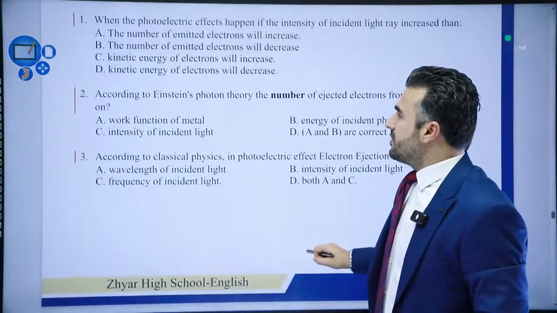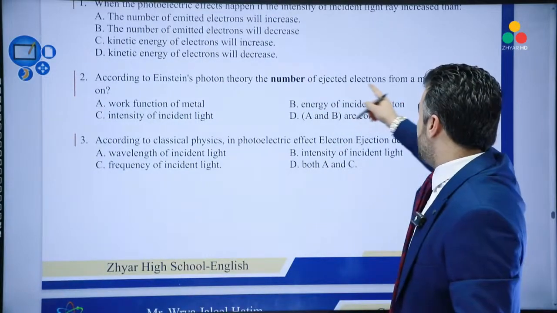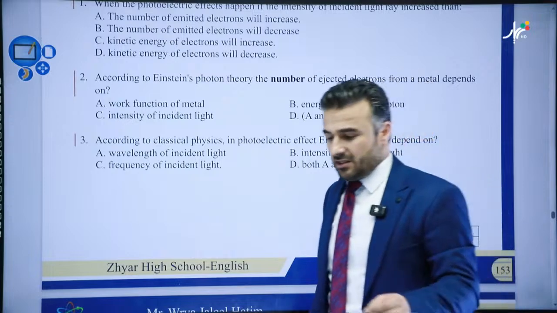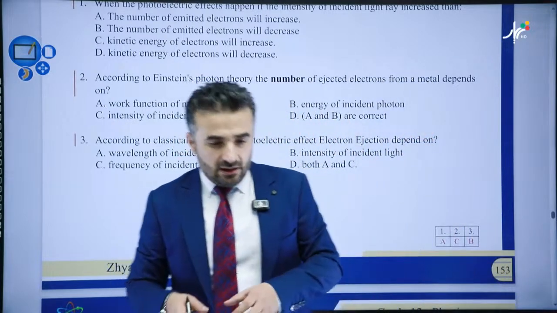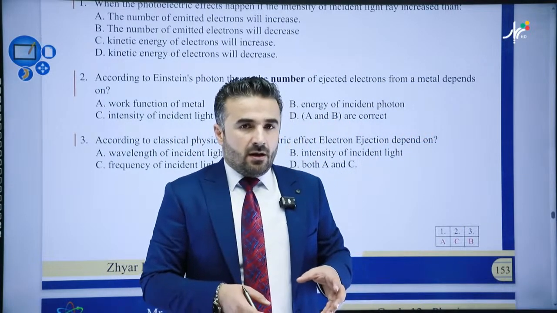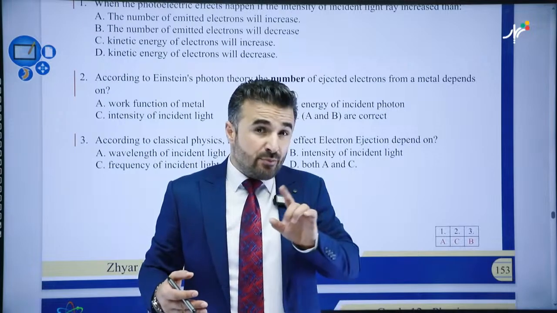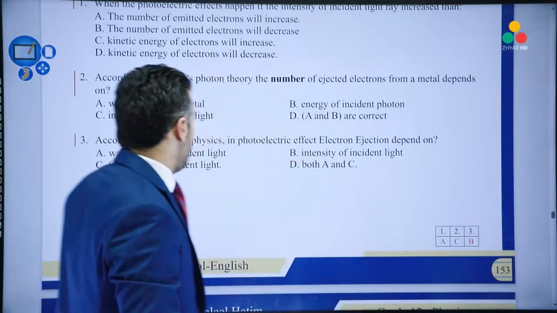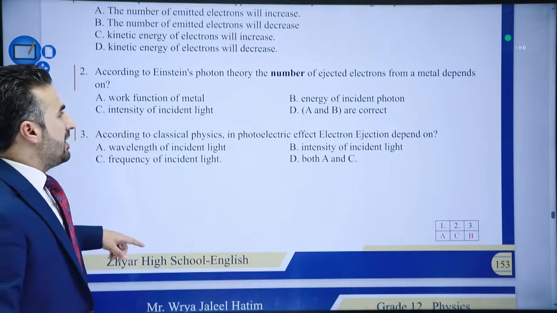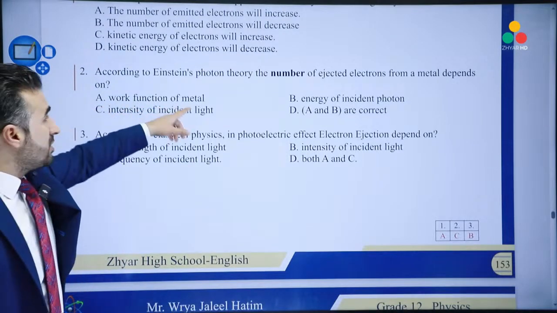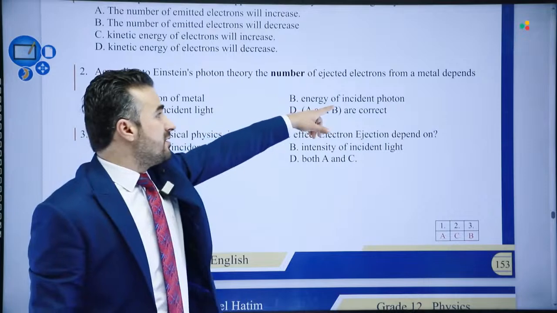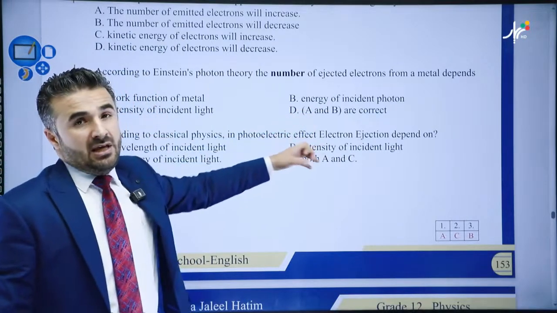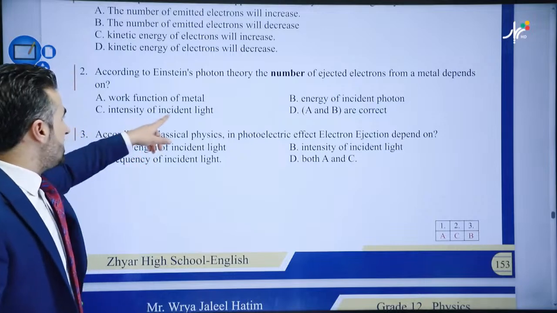According to Einstein's photon theory, the number of ejected electrons from a metal depends on what? Remember, the number of electrons that are emitted or ejected here. We said that if you double the intensity, the number of electrons ejected will also double. So does it depend on the work function of the metal? Does it depend on the energy of the incident photon, or the intensity of the incident light, or both A and B? The correct answer is intensity of the incident light.